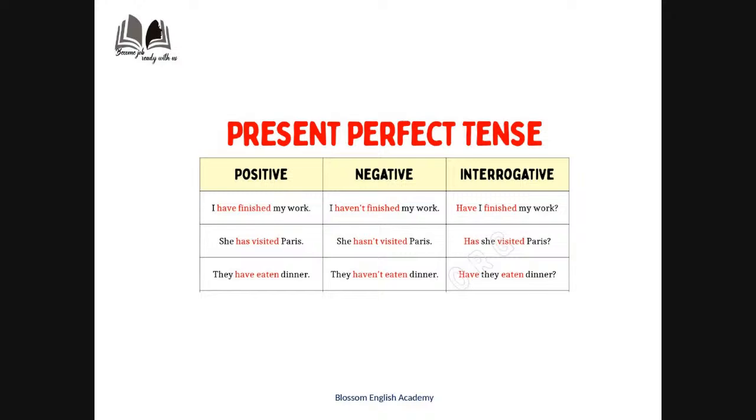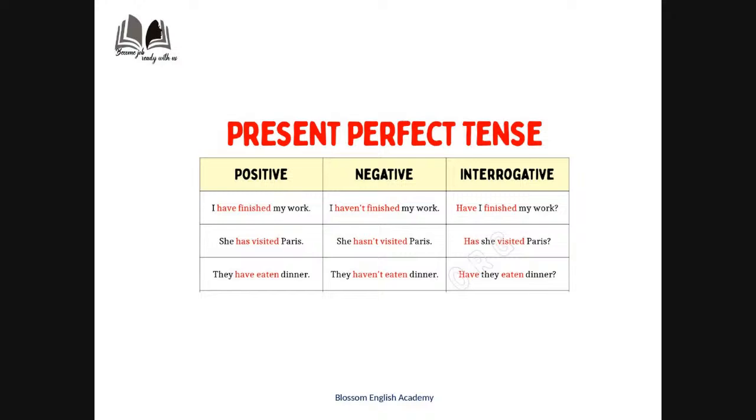For negative sentences, it is pretty simple. You will just have to include a not immediately after your have or has. So when the action is not complete, then I haven't finished my work. She hasn't visited Paris. They haven't eaten dinner.